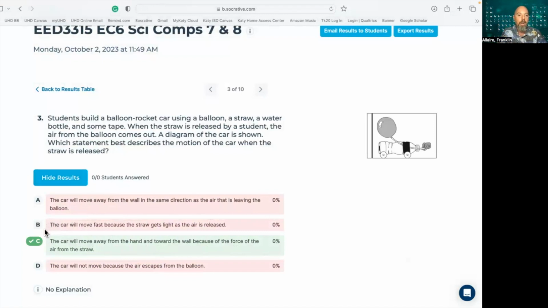The car will move fast because the straw gets light as the air is released. Nope, that's going to be incorrect. The car will not move because the air escapes from the balloon. We hope not.